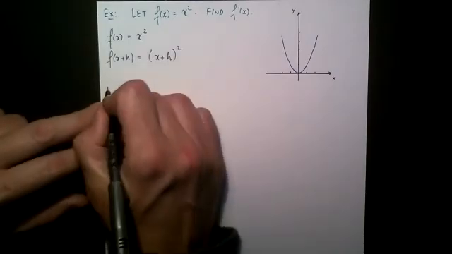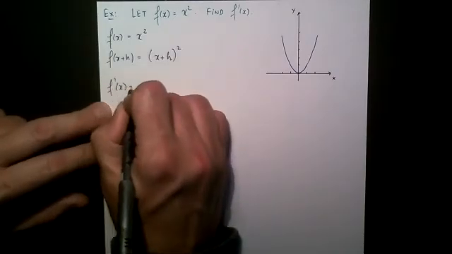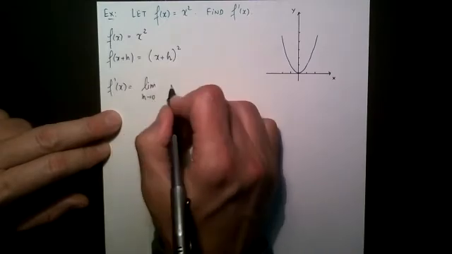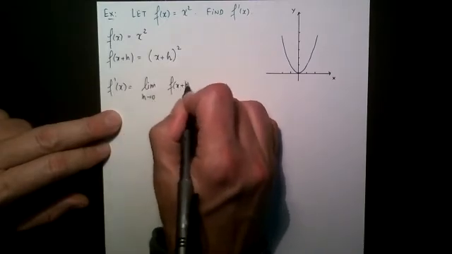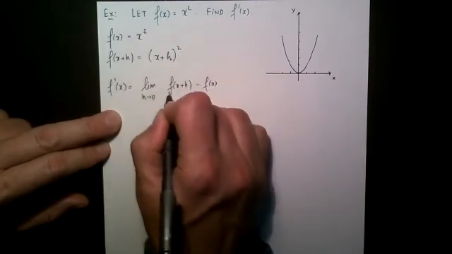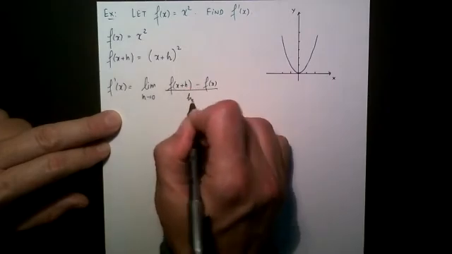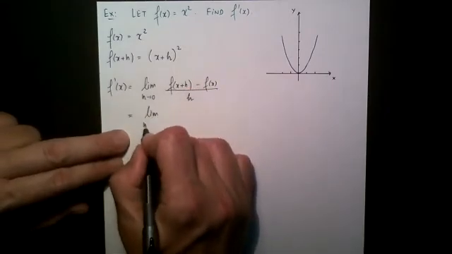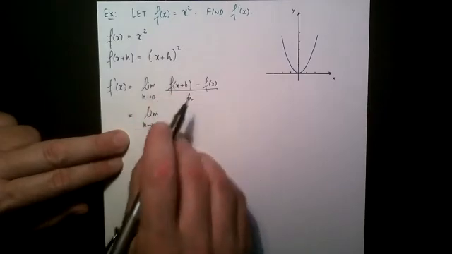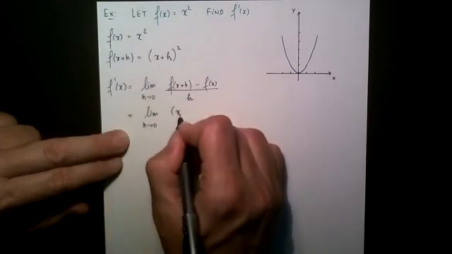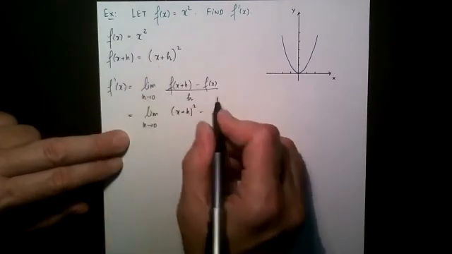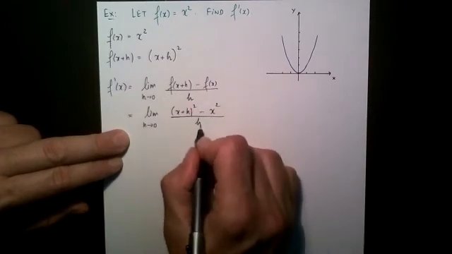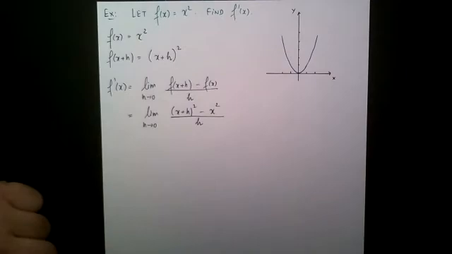Okay, and now f prime of x is equal to the limit as h approaches 0 of f of x plus h minus f of x divided by h, which is equal to the limit as h approaches 0. So f of x plus h is this guy, x plus h power 2, minus f of x, which is x squared, and on the bottom I have h. Any questions?